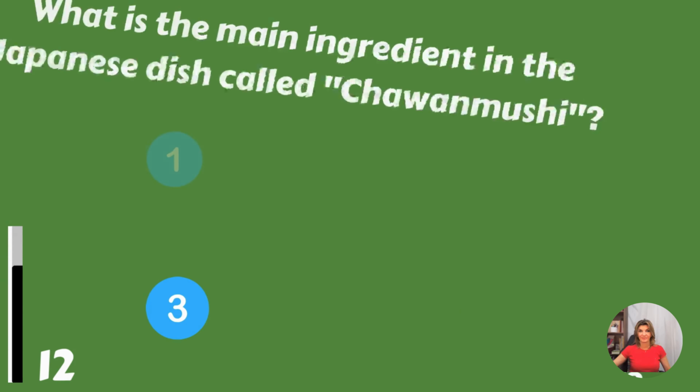What is the main ingredient in the Japanese dish called chawanmushi? Egg, rice, or fish? Egg.